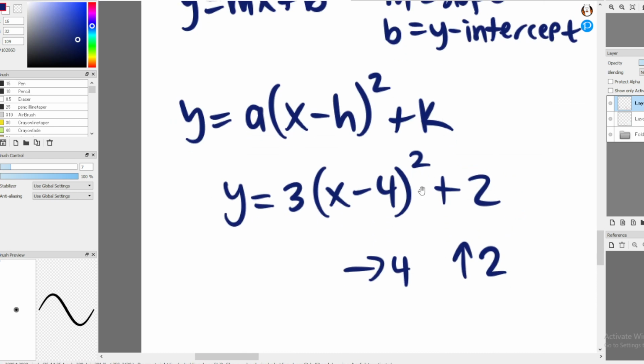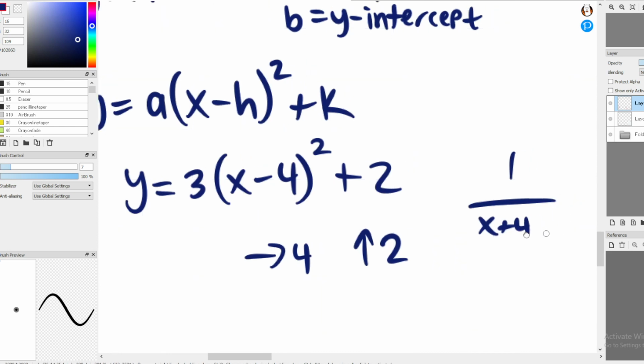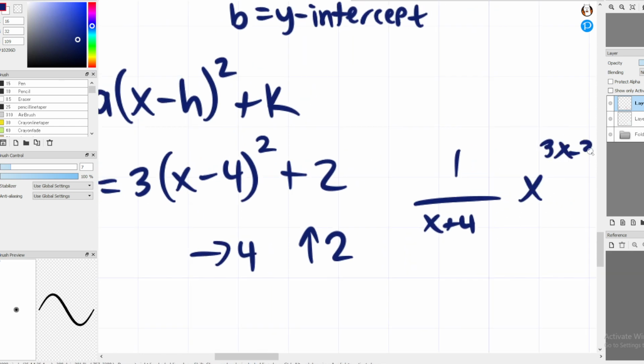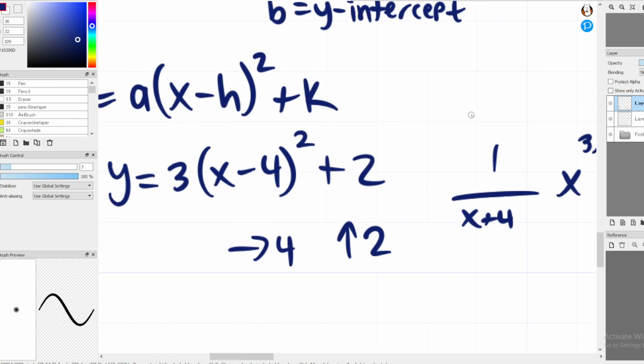Now, this sometimes confuses people. When things are next to the x's in either parentheses or implied parentheses, so if it's on the bottom, like x plus 4 of something like this, or if it's in an exponent, like 3x minus 3, that means it's going to be affecting our side-to-side movement or stretching or compressing.